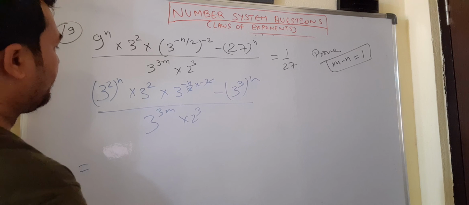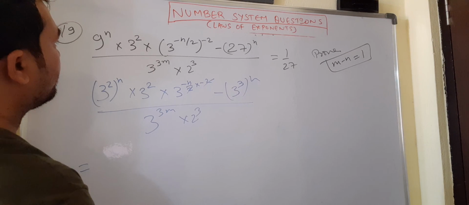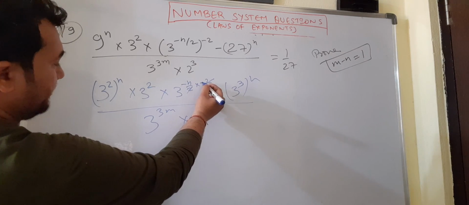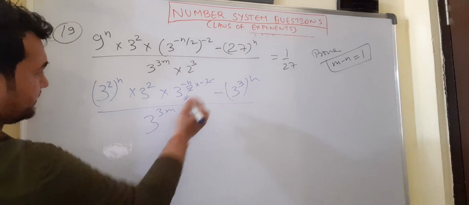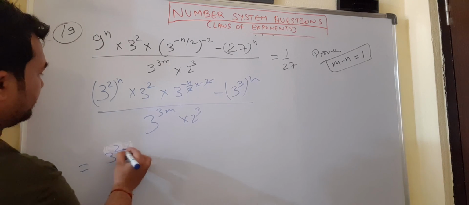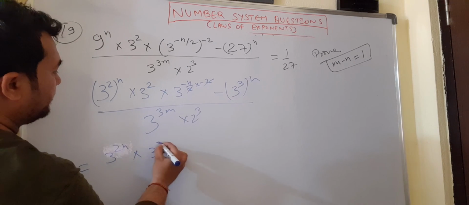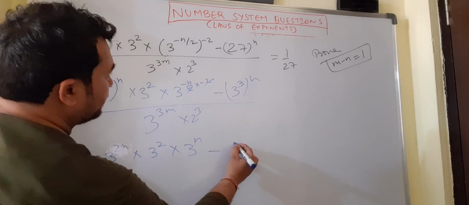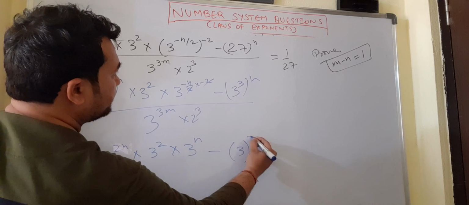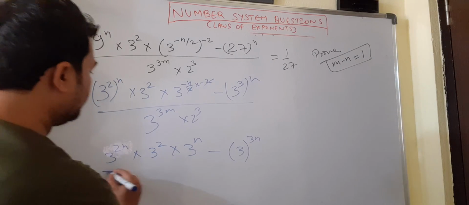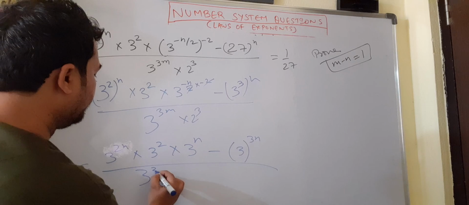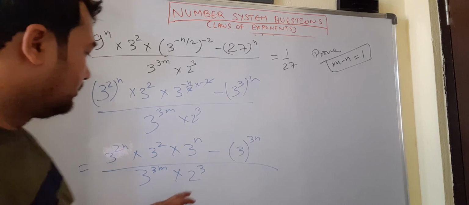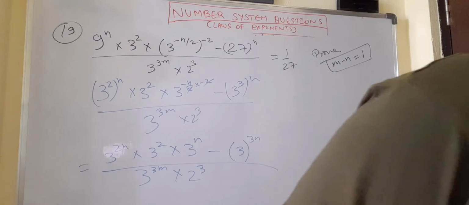You find what? This minus and this 2 is cancelled, but minus 1 is still there. Minus minus plus 3 to the power 2m, 3 to the power 2, 3 to the power n minus 3 to the power 3n divided by 3 to the power 3m into 3 to the power 2 to the power 3. Only 2 is only at this place. At other places 3 is there.